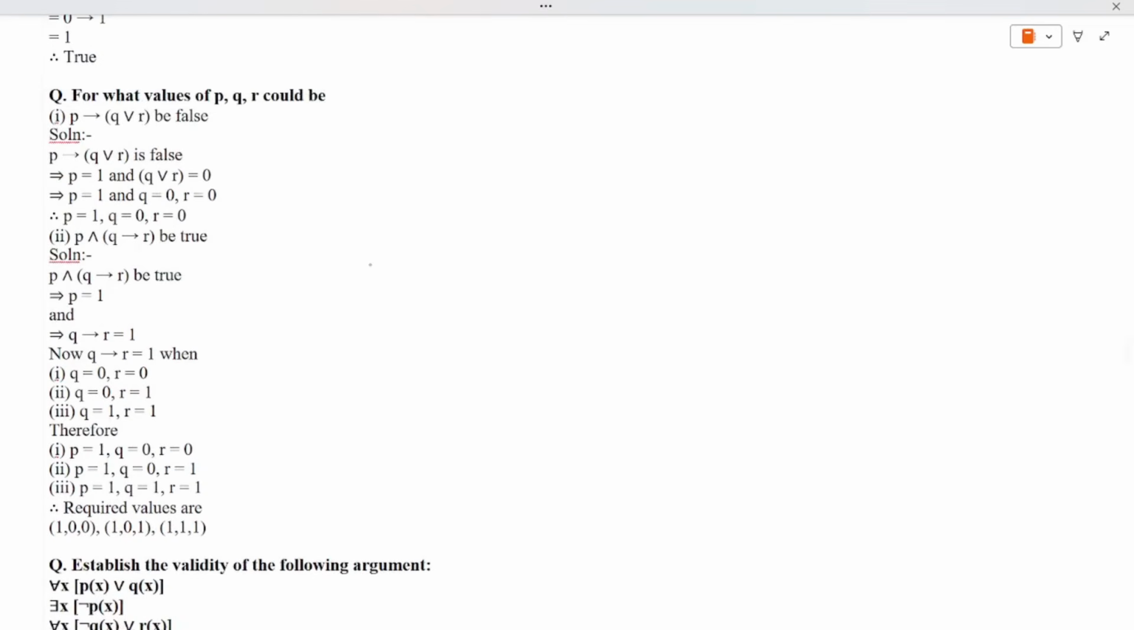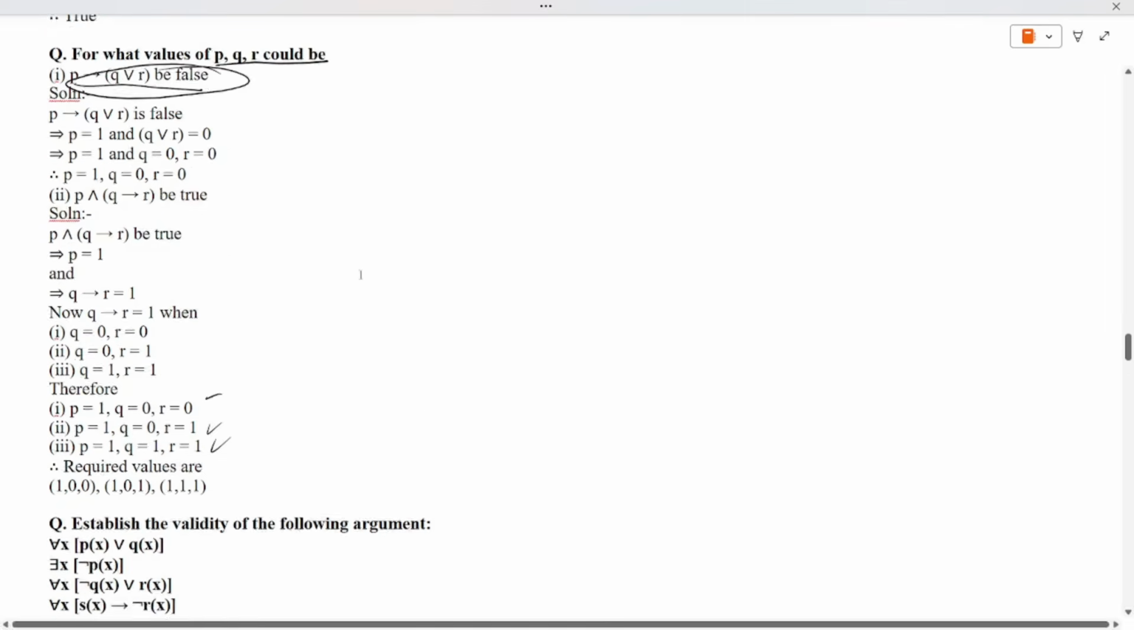Next is again, for what values of P, Q, R could it be false. They have given the answer, it is false, and you will just be finding out the P, Q, R values, that's it.